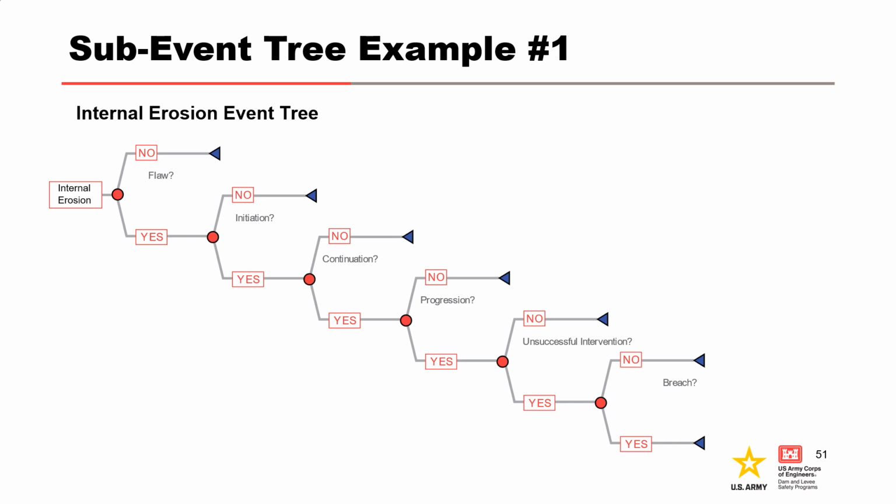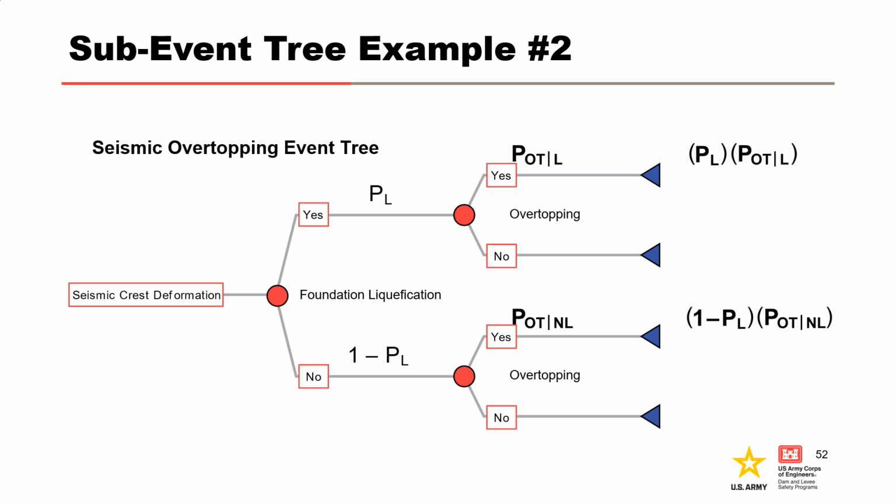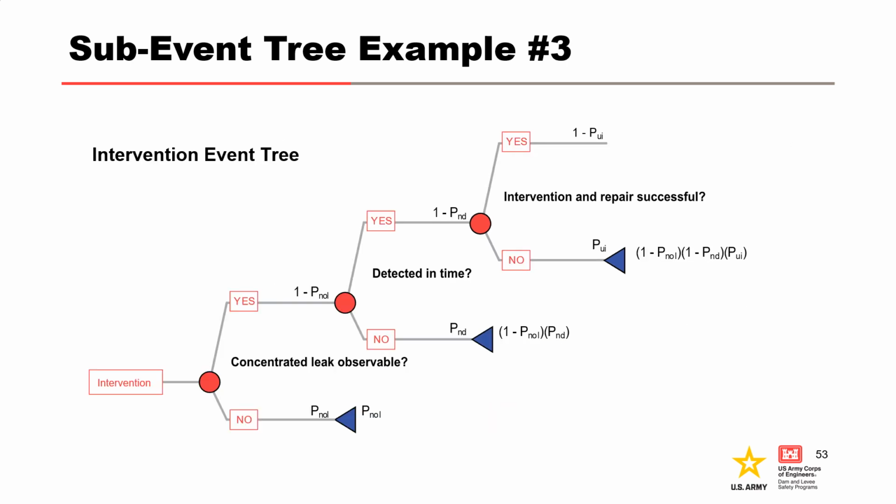Here's an example of a basic internal erosion event tree, which most have probably seen. It moves through flaw, initiation, continuation, progression, unsuccessful intervention, and breach. Here's another example of a sub-event tree that splits seismic crest deformation and overtopping by whether foundation liquefaction occurs. You can also have a sub-event tree within a sub-event tree, like for intervention. Remember, we had unsuccessful intervention back on the internal erosion sub-event tree.